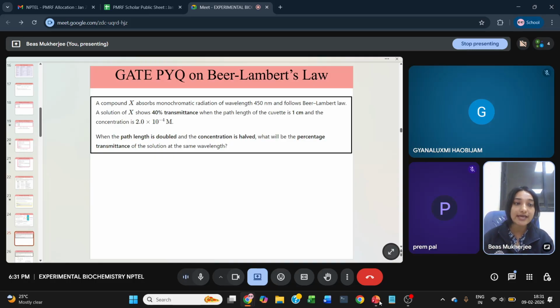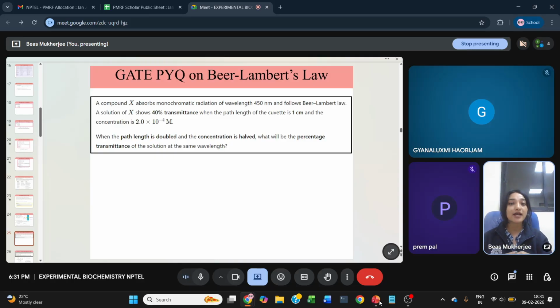A compound X absorbs monochromatic radiation of wavelength 450 nanometer and follows Beer-Lambert's law. A solution of X shows 40% transmittance. So what is transmittance? We will look at it very quickly. Transmittance means how much is not absorbed, how much is transmitted.